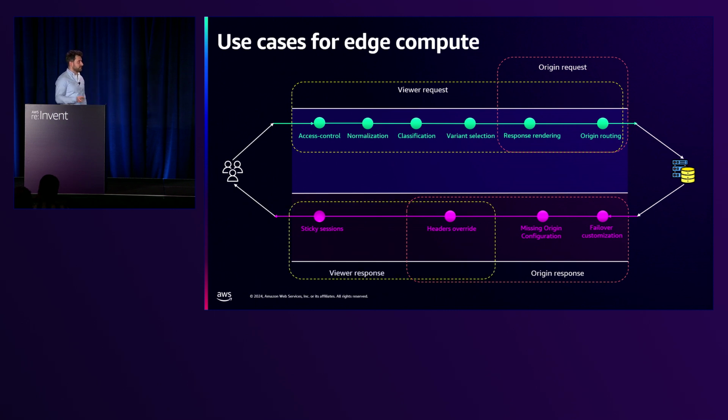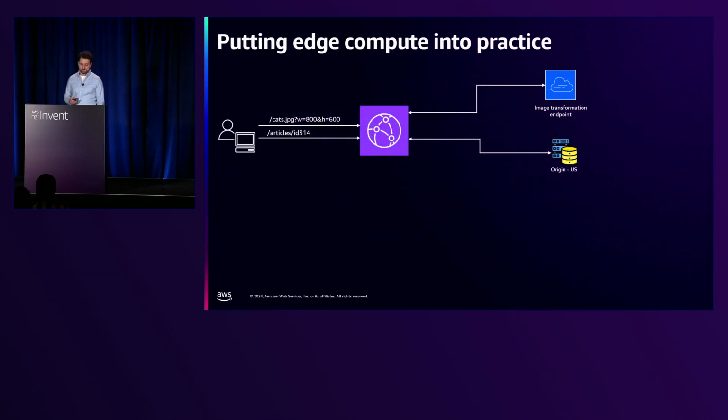Very often, a function on the response path is complementary to the logic on the request path. So for example, assuring session stickiness in a variant selection use case. In order to do so, very often you would set a cookie which assures that session stickiness.